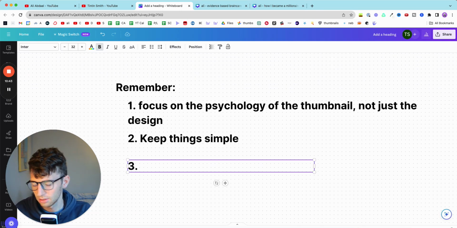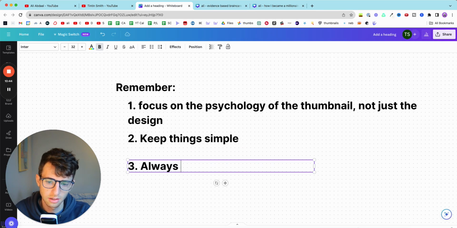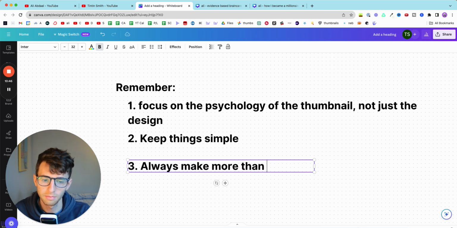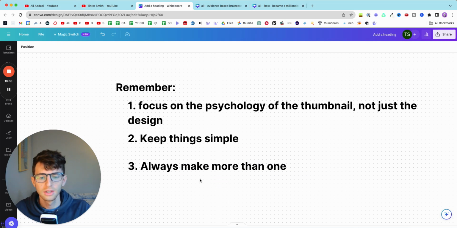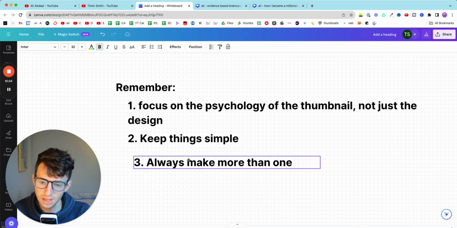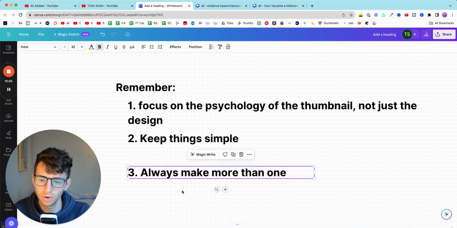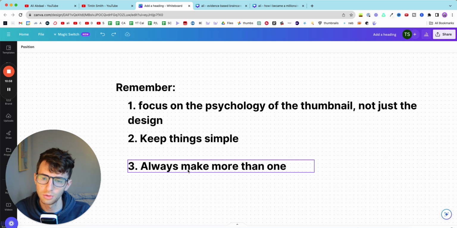And number three, always make more than one. That's the biggest mistake that beginners make: they make too few, and they think they'll just make one after they've made the video. But this process, making more than one, almost always iterates you towards a better thumbnail.